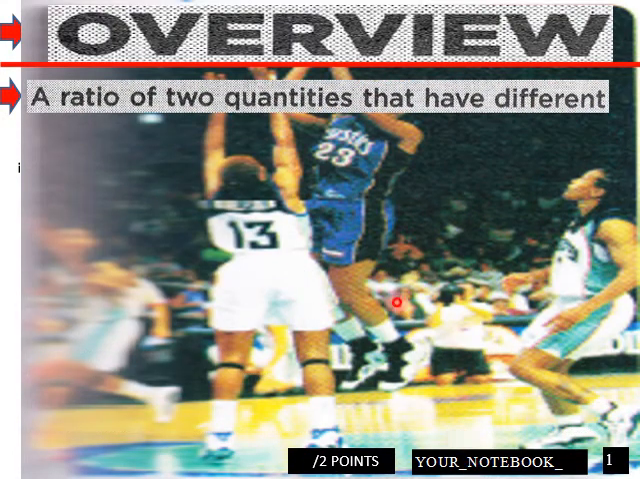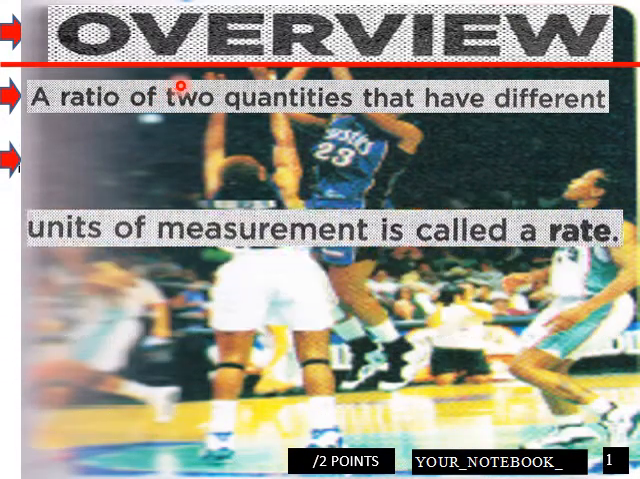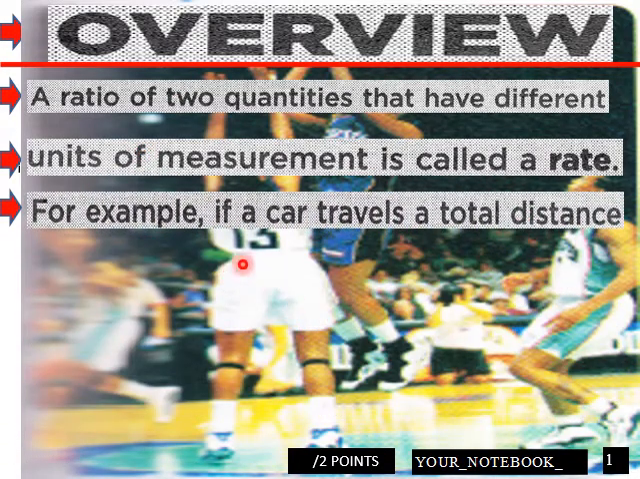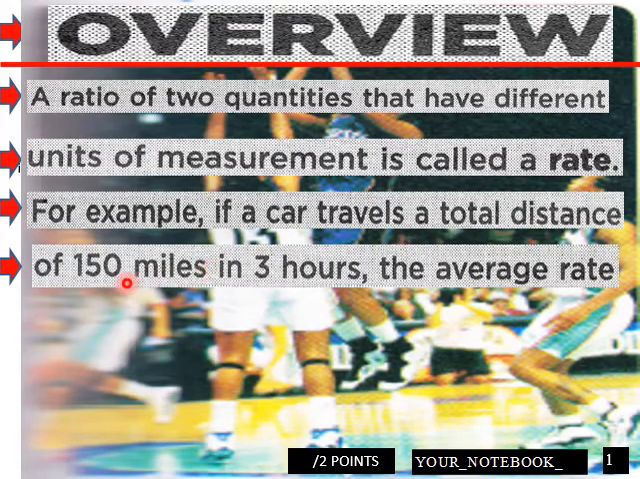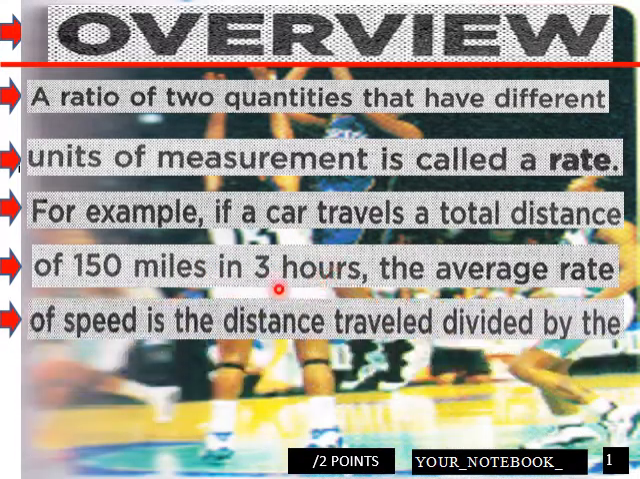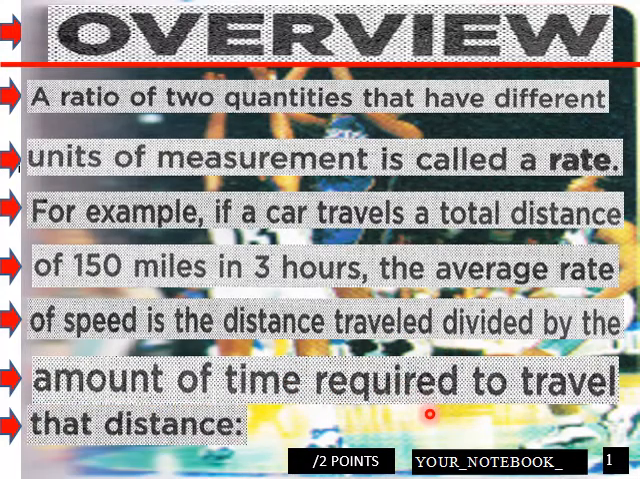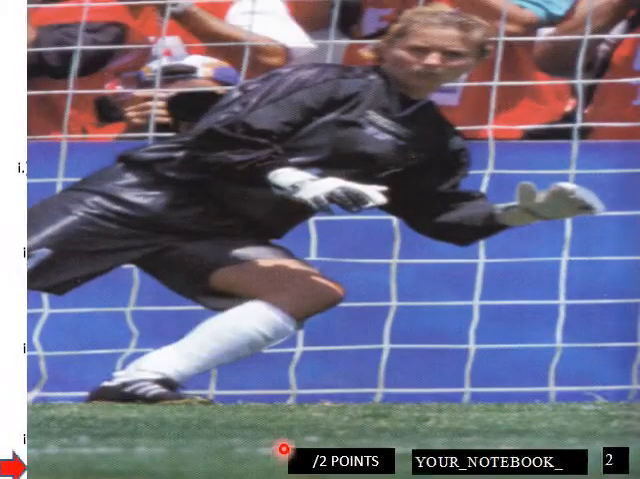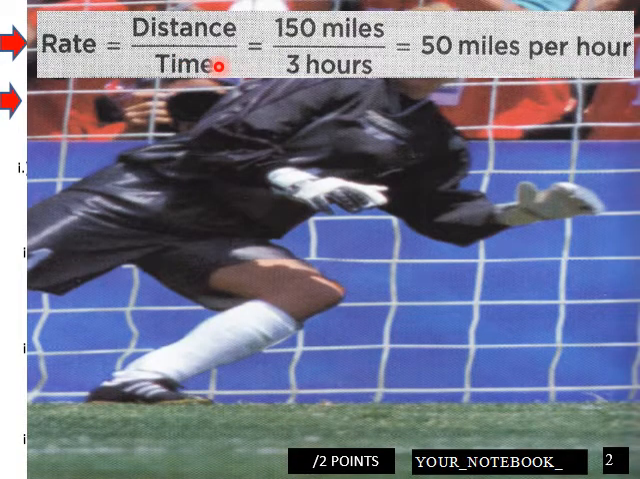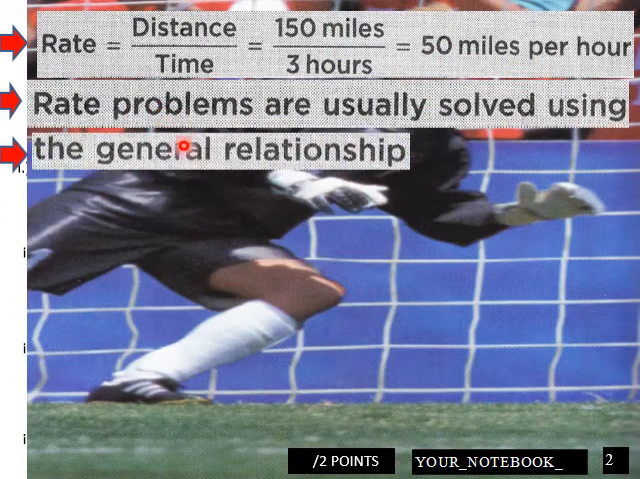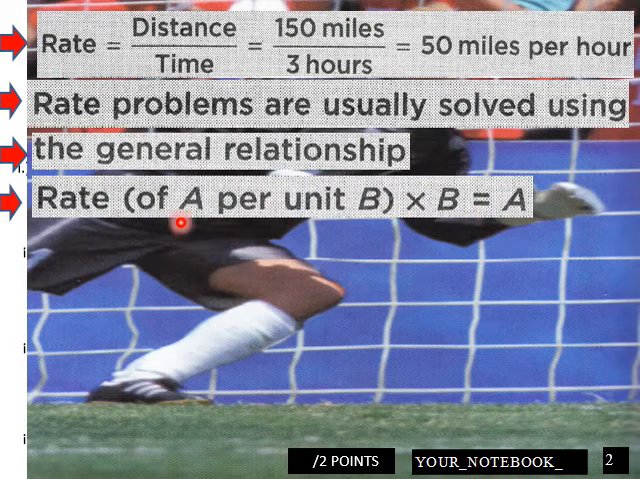Notebook overview of this section. A ratio of two quantities that have different units of measurement is called a rate. For example, if a car travels a total distance of 150 miles in 3 hours, the average rate of speed is found by dividing the distance traveled by the amount of time required to travel it. So here, the rate equals distance over time, 150 miles over 3 hours, which equals 50 miles per hour. Rate problems are usually solved using the general relationship rate times B equals A.